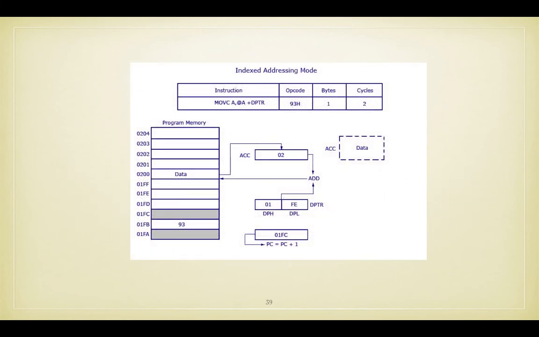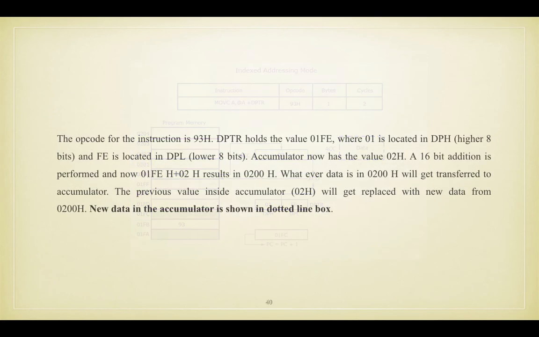So this is the concept of how it occurs. DPTR is equal to 01 that is 8 bit, then FE that is another 8 bit, upper 8 bit, lower 8 bit. So total is 16 bit. This is added with the content of the accumulator. After this addition, the result is used as the address of the data in the program memory. And the opcode for the instruction is 93H.